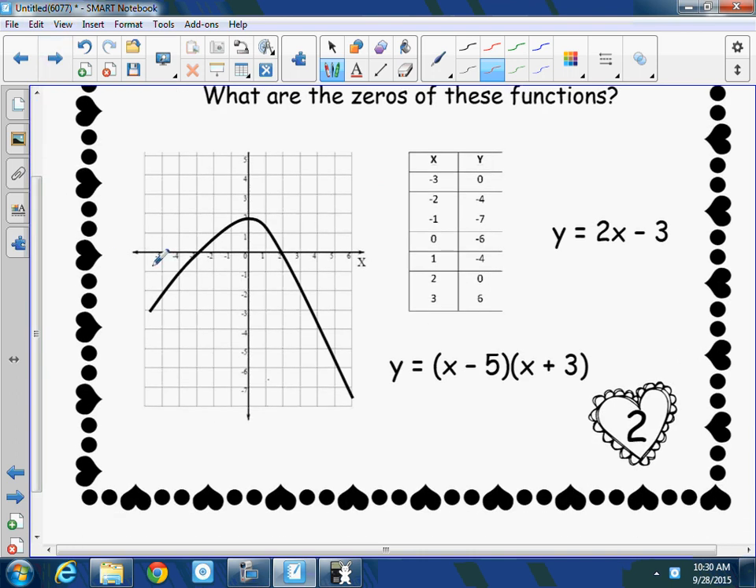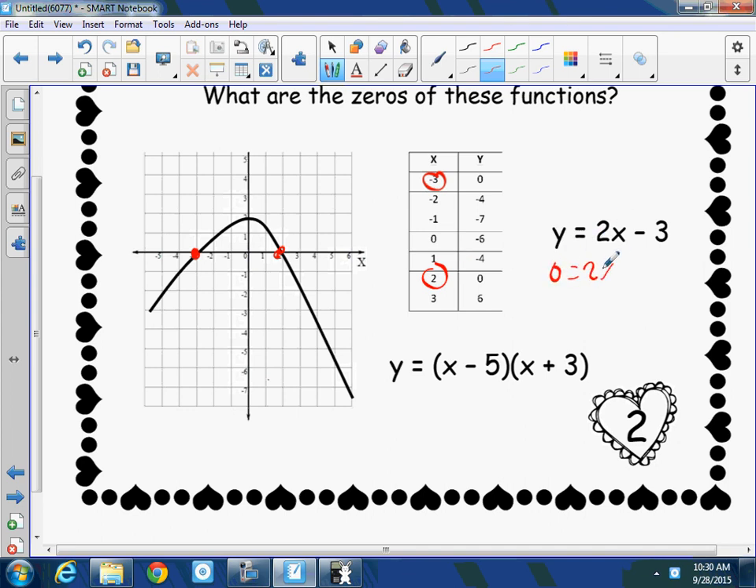Okay, so what are the zeros of the function? Remember, the zeros of the function are my x-intercepts. So in here it would be -3 and -2. On the x-intercept, y equals 0. So just look for where y equals 0. Very good. For here, y equals 0.